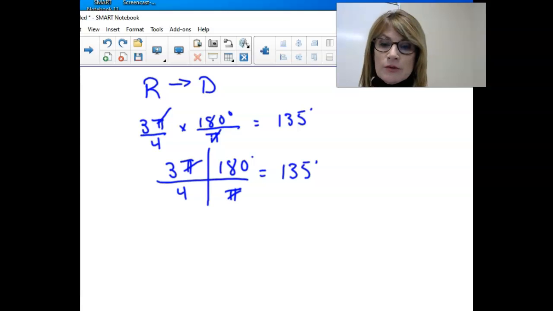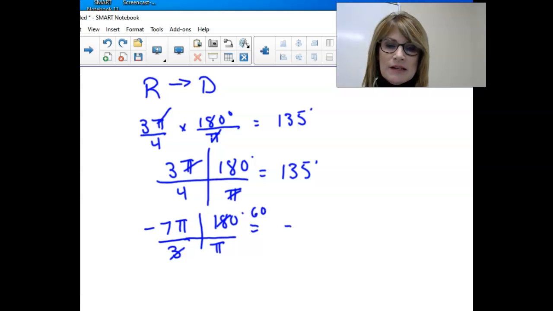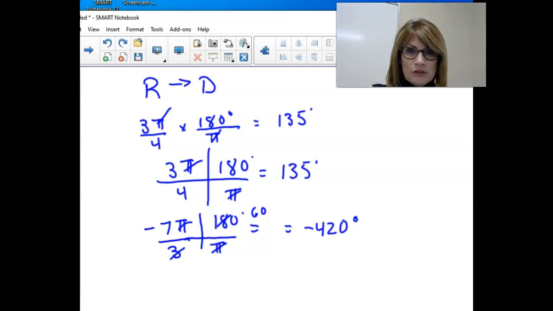It also works for negative angles. If we have negative 7 pi over 3, convert that to degrees. Radians on the bottom, degrees on the top. 3 goes into 180 60 times. 60 times 7 is negative 420, and our pi's canceled. So negative 7 pi over 3 is the same as negative 420 degrees. Okay, we will have a different lesson on reference angles and coterminal angles, but now we know how to convert back and forth between degrees and radians.